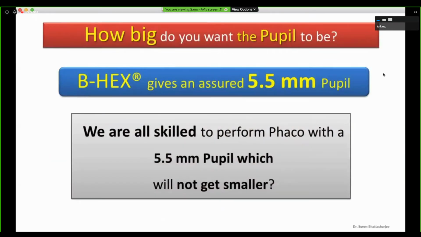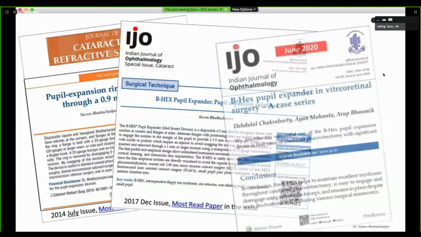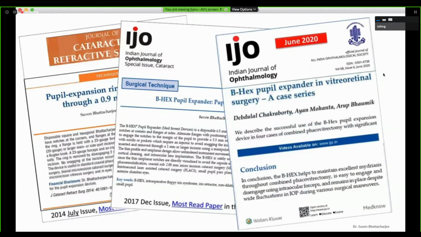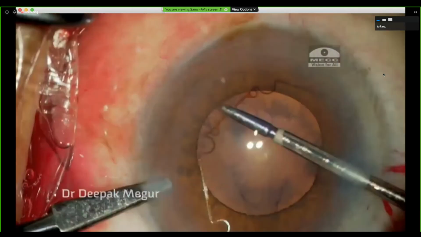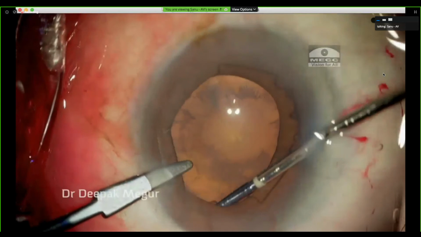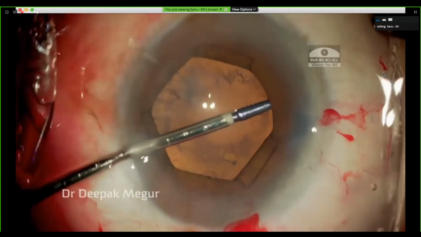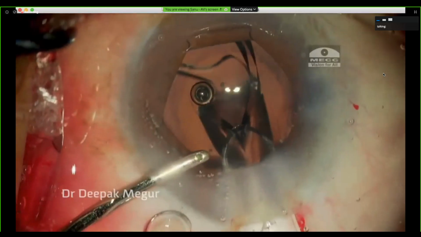We are all skilled enough to perform phaco with the assured 5.5 mm pupil that the B-HEX provides. Publications have endorsed its usefulness in difficult cataract and vitreoretinal surgery. This is an elastic pupil. As alternate flanges are tucked, the pupil expands to 5.5 mm for easy phacoemulsification and IOL implantation.